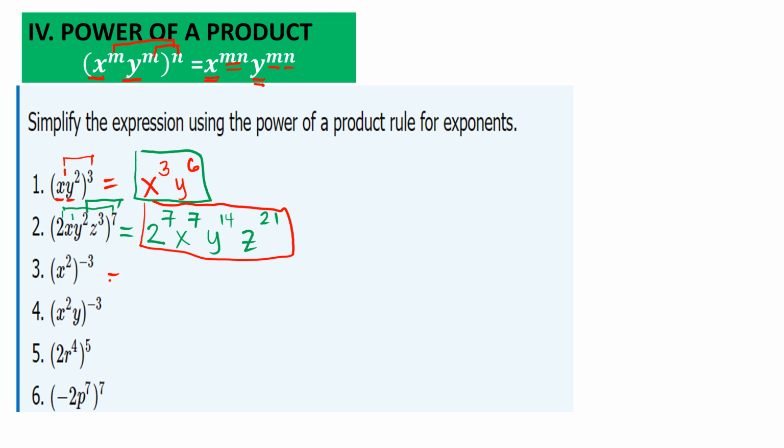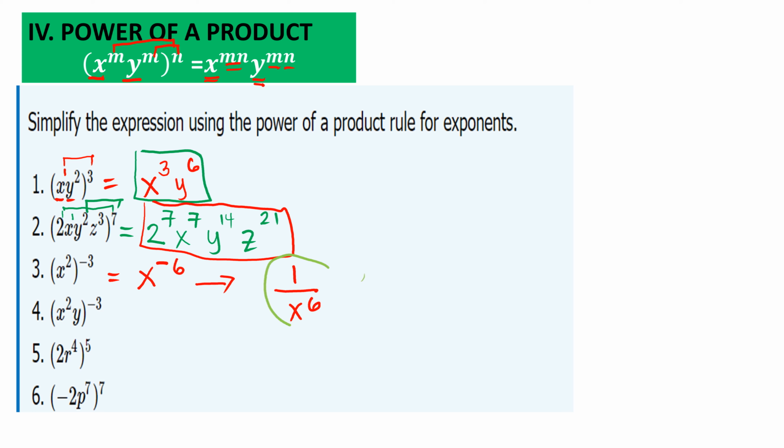Then let's proceed to number 3. Number 3 has x to the power of 2, to the power of negative 3, this will become negative 6. And since a negative exponent is unsimplified, it will be expressed as 1 over x, copy, the negative 6 becomes positive 6.